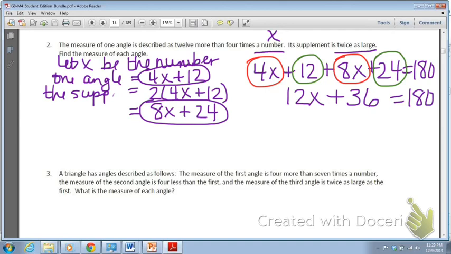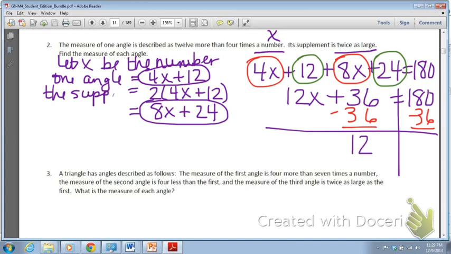So I'm going to use the subtraction property and subtract 36 from each side, keeping this equation balanced. And I'm going to get a new equation here, and the positive 36, negative 36 cancels out, becomes 0. So I'm left with 12x on the left side. 180 minus 36 is 144.